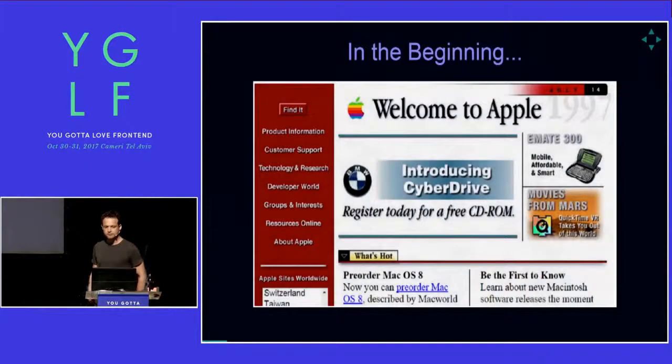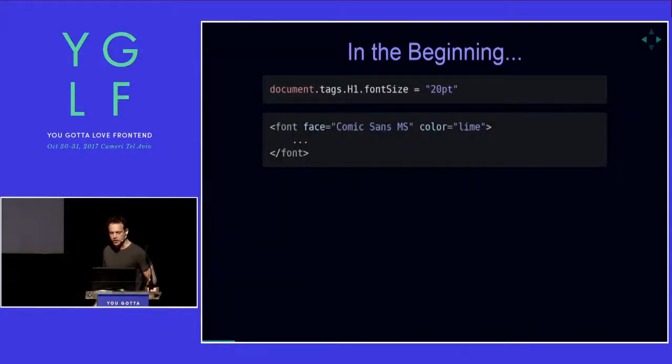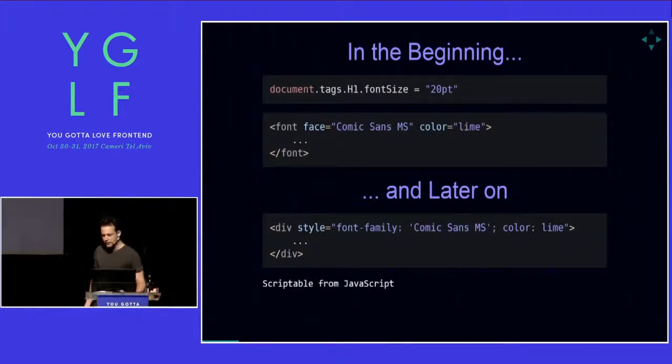In the beginning, websites were beautiful. An ancient browser called Netscape Navigator introduced the idea of styling documents using a JavaScript API. Then we got presentational markup, like the font tag and the BG color attribute, that allowed us to style our documents declaratively as part of our structure. And only later on, we got what we know today as inline styling, the style attribute. Notice that from the very beginning, styling was always accessible through JavaScript.